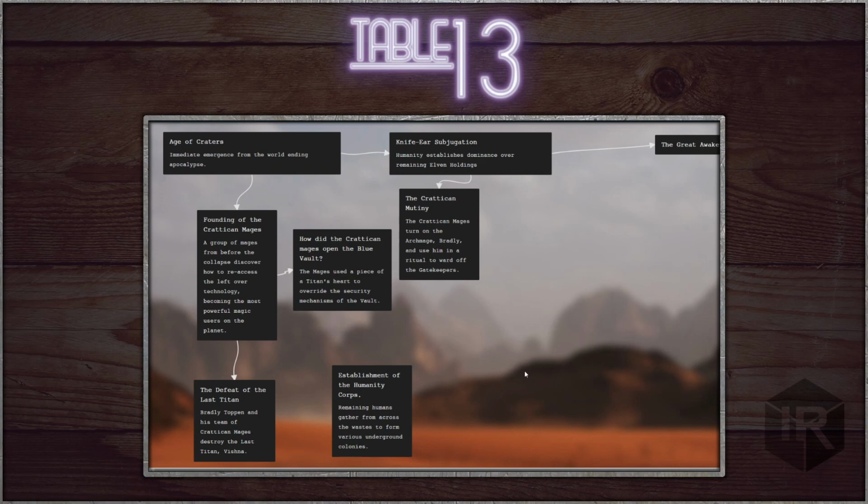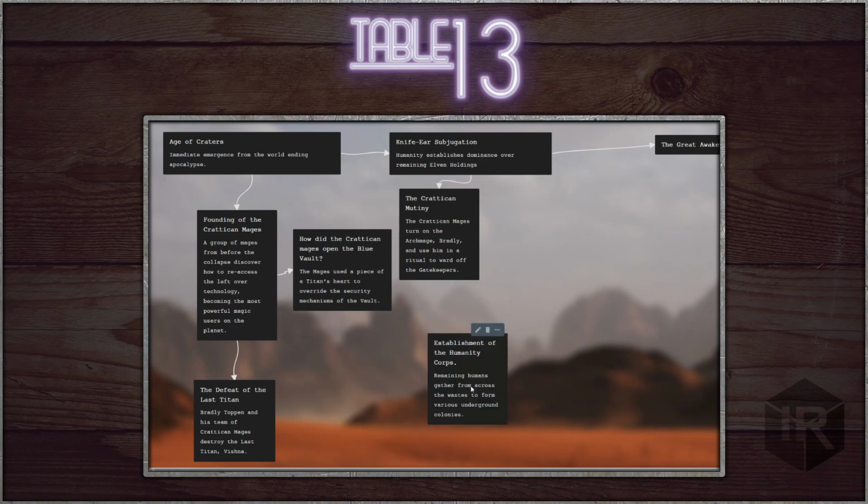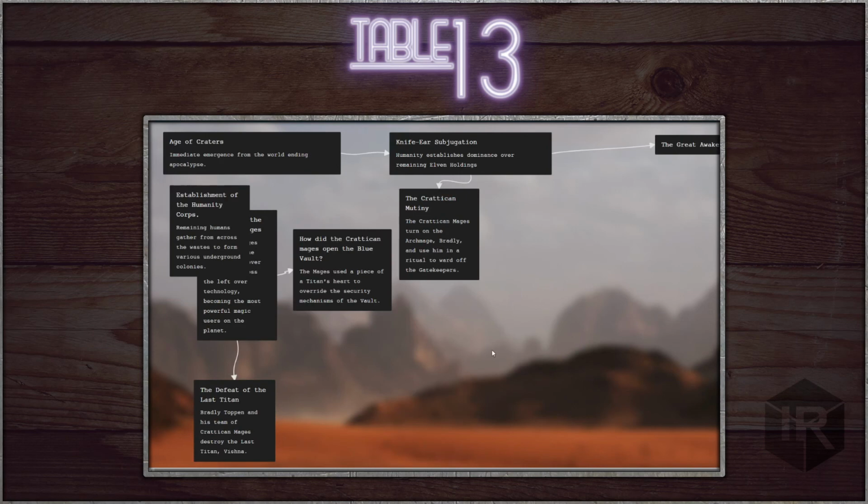We'll go after the Kratigan mages are founded. But before, actually, you know what? I'm gonna put it before the founding of the Kratigan mages. All right. I hate to be the guy, but how does that relate to the Kratigan mages? It doesn't. You're right. I broke it. Damn it. Okay, let me try again.